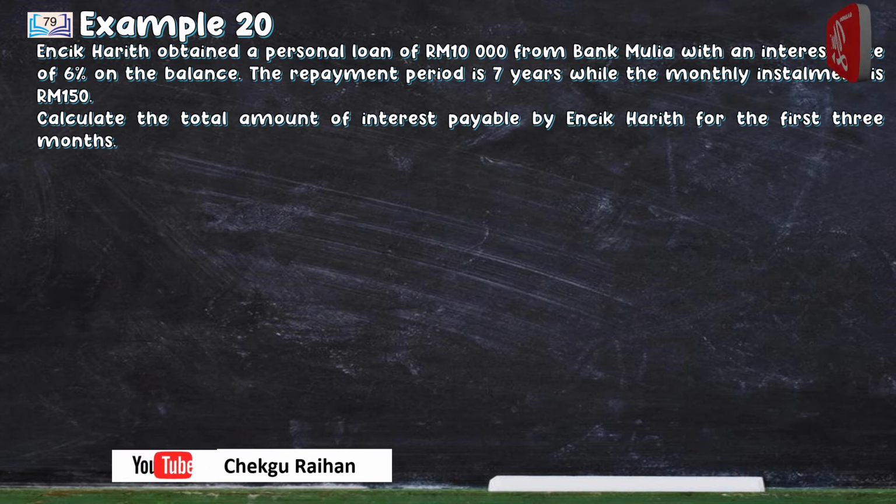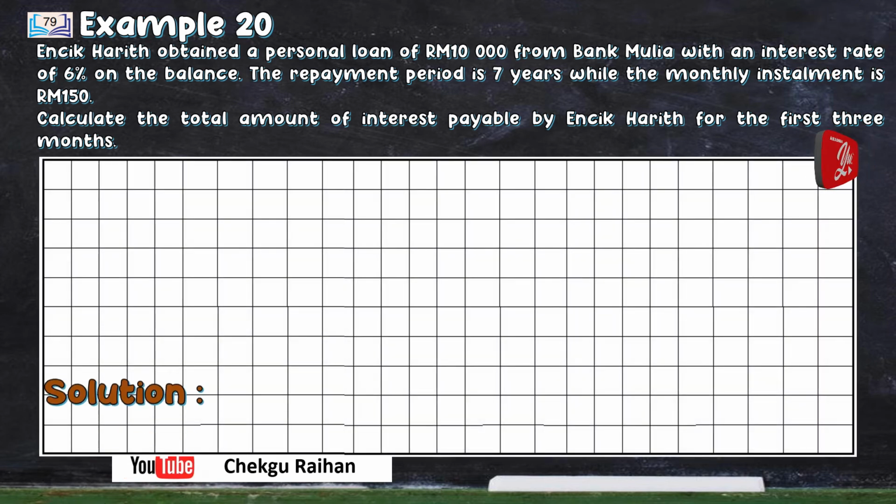Let's see example 20 on your textbook page 79. Encik Haris obtained a personal loan of Ringgit Malaysia 10,000 from Bank Mulia with an interest rate of 6% on the balance. The repayment period is 7 years while the monthly installment is Ringgit Malaysia 150. Calculate the total amount of interest payable by Encik Haris for the first 3 months. Let's see the solution.